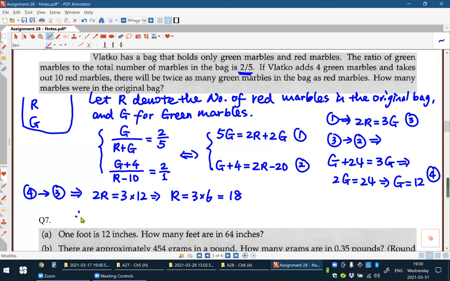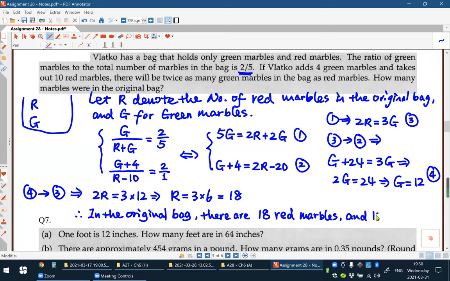Okay, so now we can make the conclusion. In the original bag, there are 18 red marbles and 12 green ones, right? Okay, have a look at this. Do we have any questions?